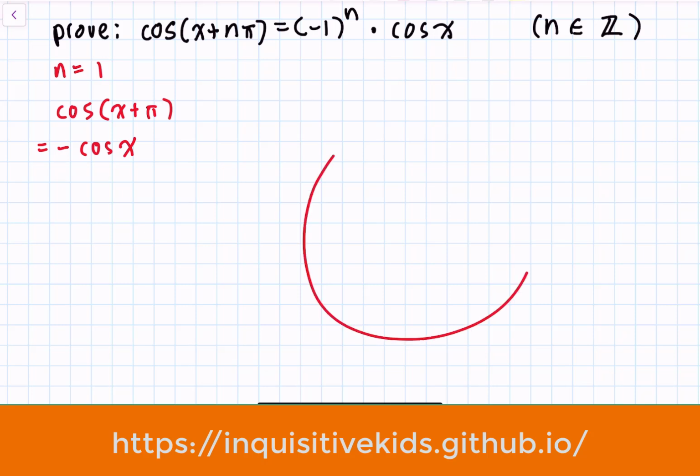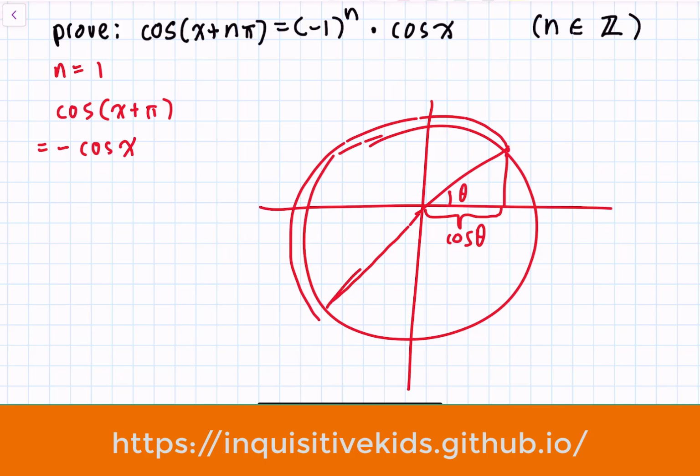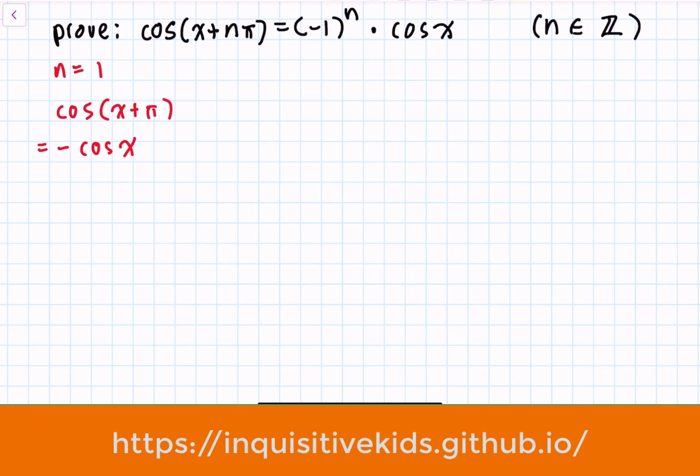Because look, if I showed you on the unit circle, here you have an angle theta. And this is your cosine value for angle theta. But then when you add pi, which is half of a circle, to this angle, so you rotate it, now the angle's over here, the cosine is still the same absolute value, like it's still the same distance, but it's negative. So this is why when you add a pi, you get negative cosine x.